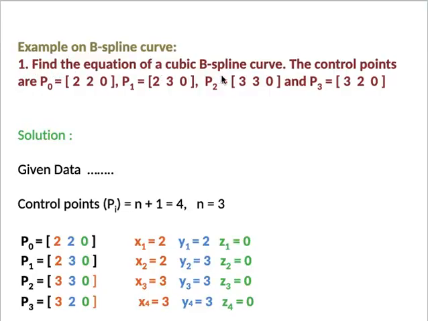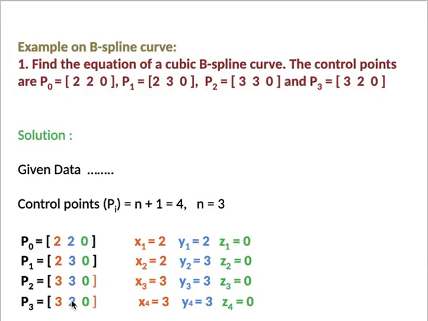To find the equation of a cubic B-spline curve, the control points in the world coordinate system are P0 (2, 2, 0), P1 (2, 3, 0), P2 (3, 3, 0), and P3 (3, 2, 0). So the given data was control points. These are the 4 control points. We know that n plus 1 is 4 control points, and n is 3. These are the x, y, z coordinate values for P0, and for P1 these 3, P2 these 3, and P3 these 3.